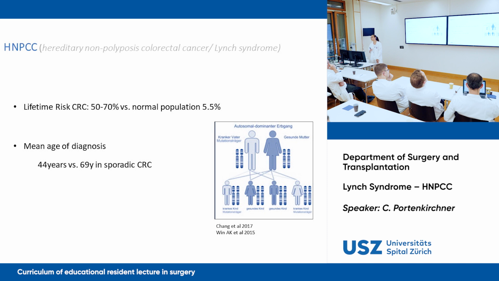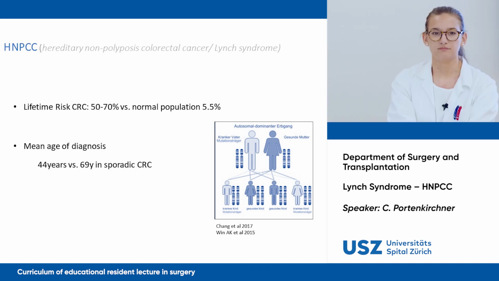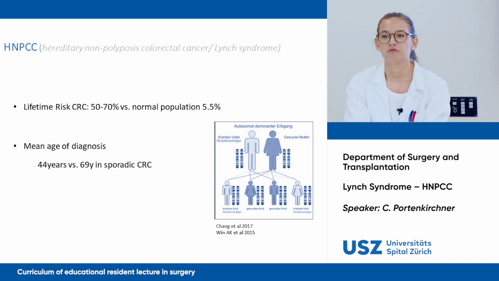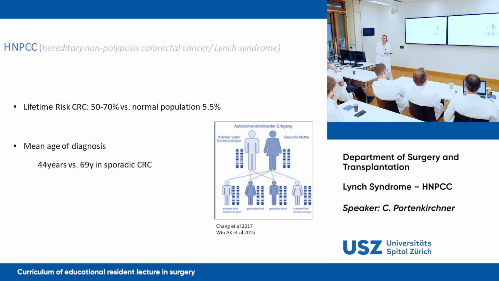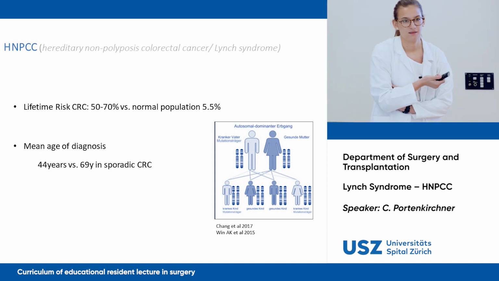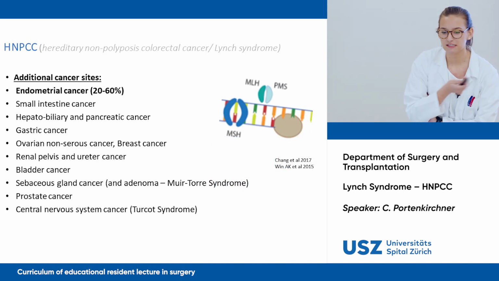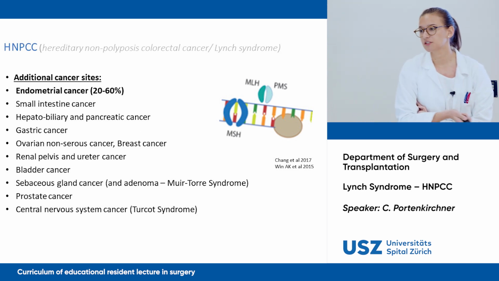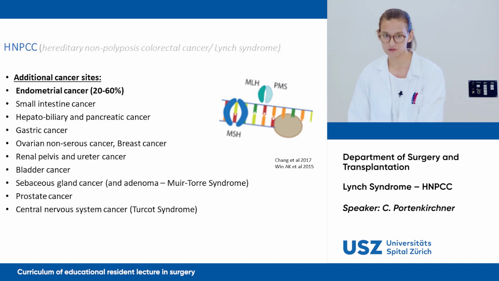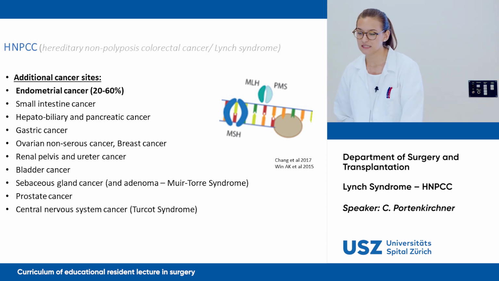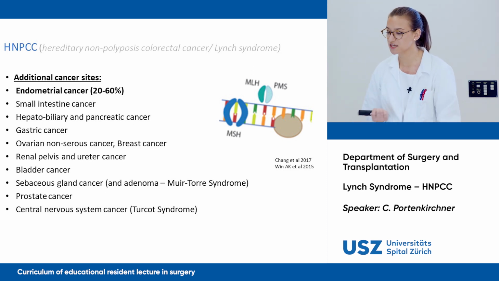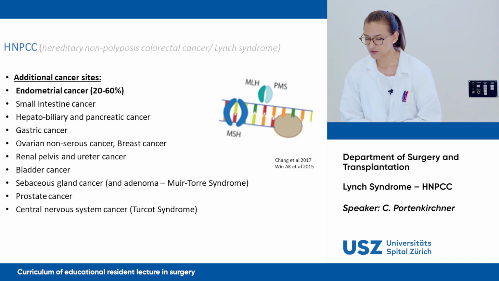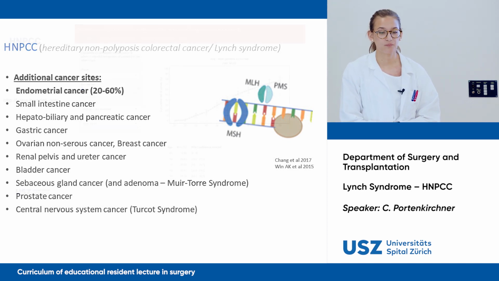So maybe a question to my colleagues. I'm sure you can name some additional cancer sites. Just give us a few examples. Endometrial cancer. Very good. Someone else? Gastric cancer? Yes, very good. Bladder cancer? Yes. And prostate cancer. So here you see there are lots of additional cancer sites. Very important: endometrial cancer appears in up to 60% of female patients, of course. We have small intestine cancers, hepatobiliary cancers, gastric cancers, lots of cancers which are associated with Lynch syndrome.